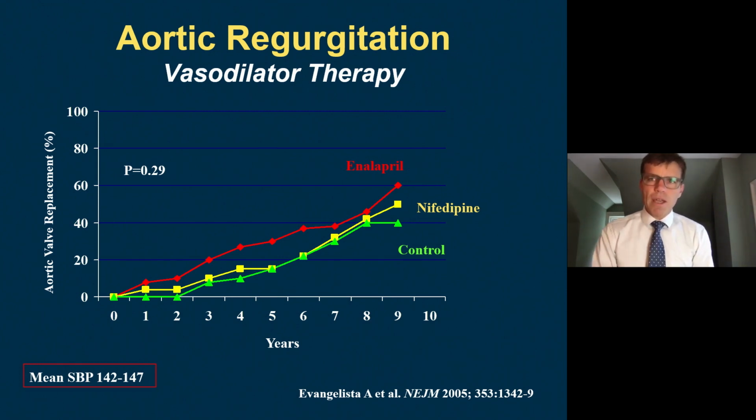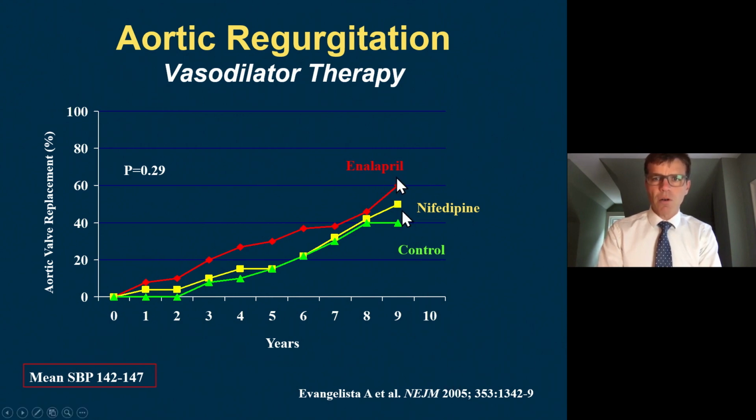Unfortunately, medical therapy has not really worked to prevent the progression of aortic regurgitation to requiring surgery. Here's a randomized trial published now 15 years ago in the New England Journal of Medicine comparing enalapril, nifedipine, and control. You can see that there was no difference between the three groups in terms of preventing or slowing the time to aortic valve replacement.